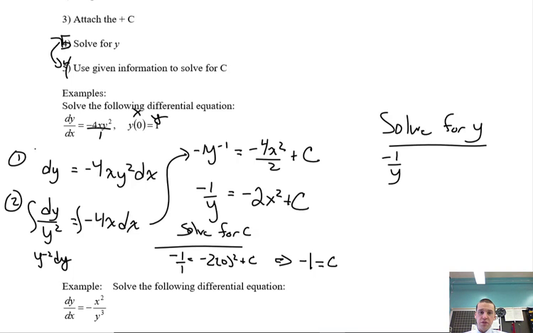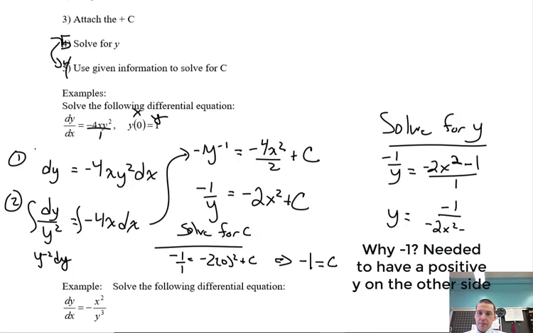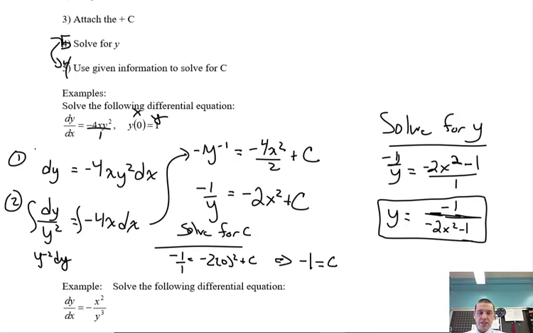So I'm going to get negative 1 over y equals negative 2x squared minus 1. We could do this whole idea of cross multiplying, get the y on this side equals negative 1, and then divide everything over. But when you see that it's negative 1 over y, you can reciprocate. So I'm going to get y equals negative 1 over negative 2x squared minus 1. And that's your answer. You are done. You solved the differential equation.